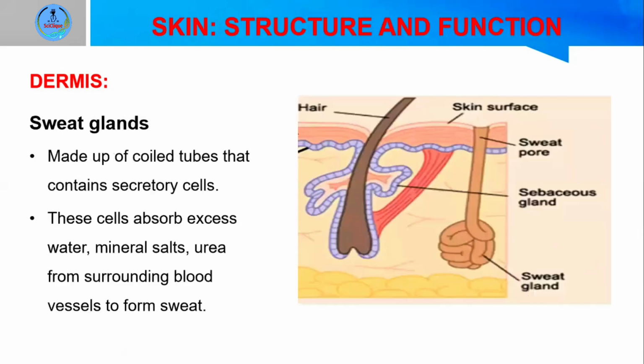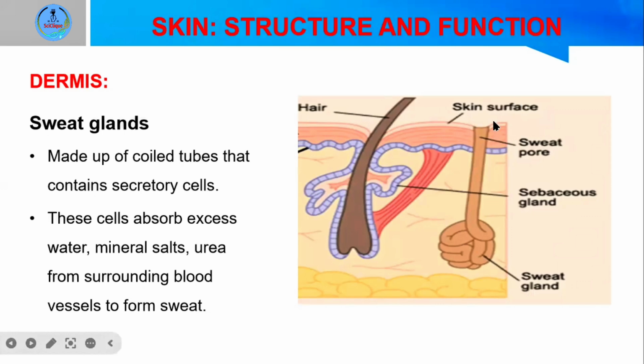Now, moving on to the next, the sweat glands. Sweat glands are made up of these coiled tubes. These tubes contain secretory cells. What is the function of secretory cells? They absorb any excess water, mineral salts, and urea from the surrounding blood vessels, and then this concoction is used to form sweat. So the sweat then passes through the sweat duct, this tube, and out to the surface of the skin. This happens through openings known as sweat pores.